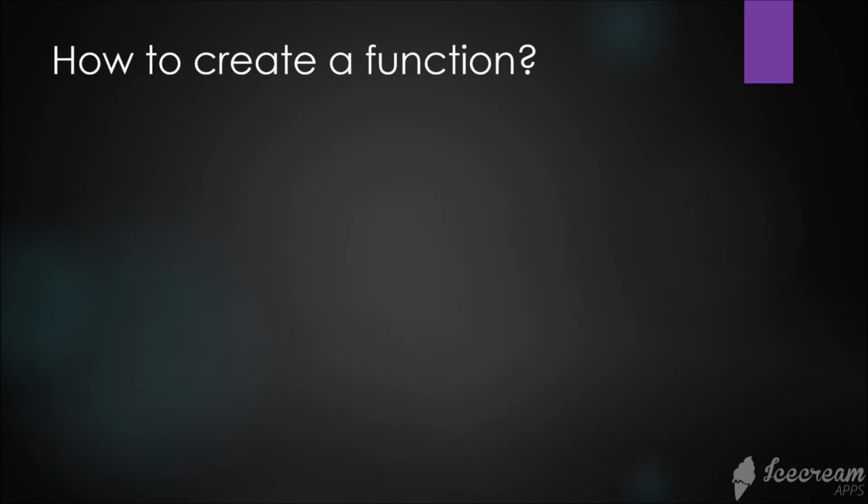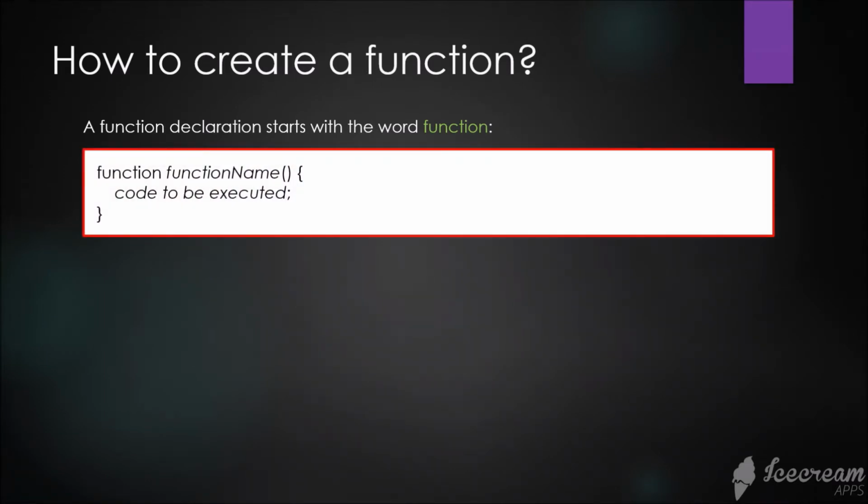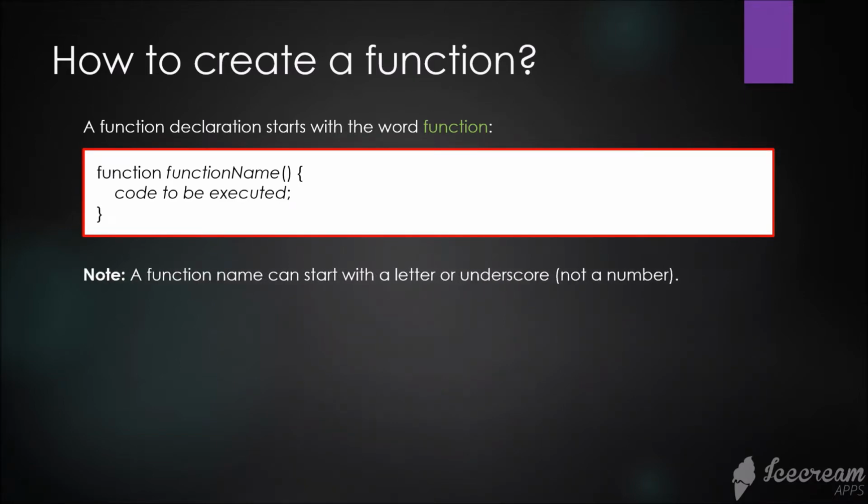Okay, so how to create a function? A function declaration starts with the word function. So we have here yung syntax natin: yung function, then yung function name, open close parentheses, then yung curly brackets. Sa loob ng curly brackets, dyan natin ilalagay yung mga executable codes. Note, a function name can start with a letter or underscore, not a number. Tip: give the function a name that reflects what the function does.